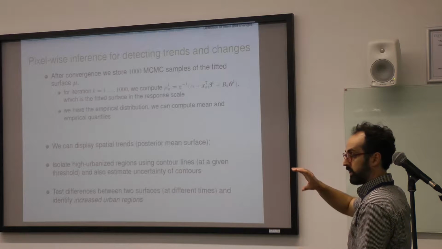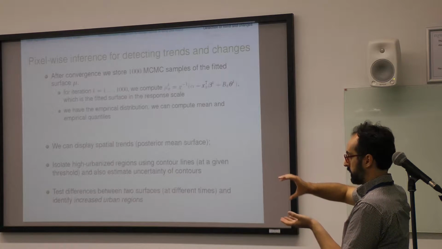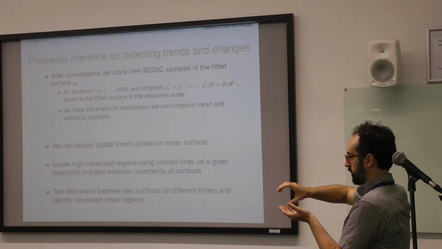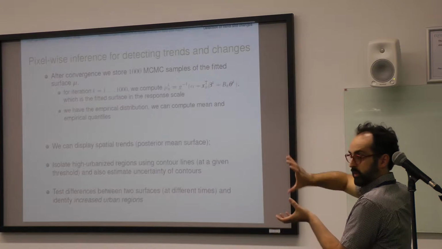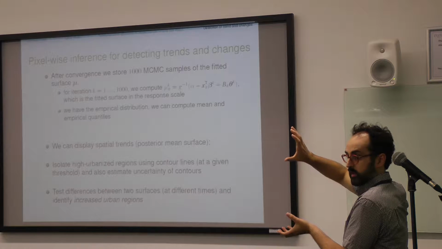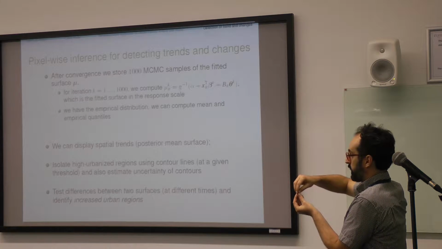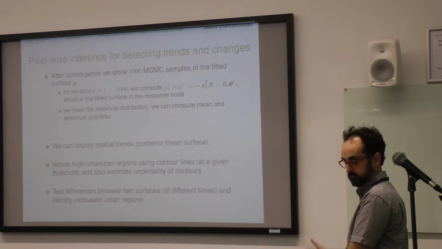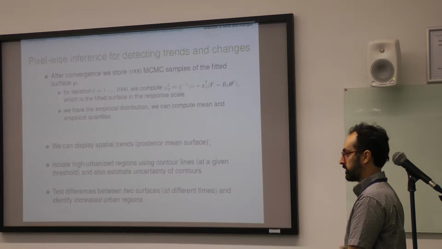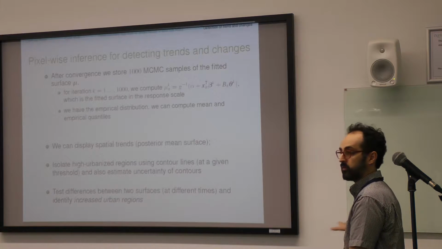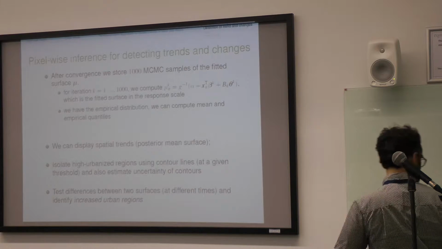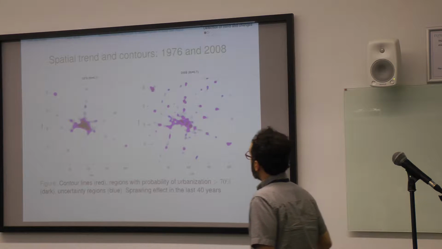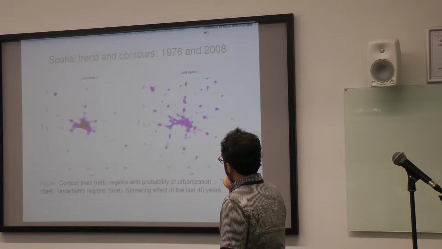And also you can compare different times. So you can compare surfaces and you can see in which pixels we have a separation of the two surfaces. So in these cases, we will have a pixel which has increased in urbanization now, for instance, with respect to a reference time in the past. So we will show you this sort of analysis now. But this is the first idea.